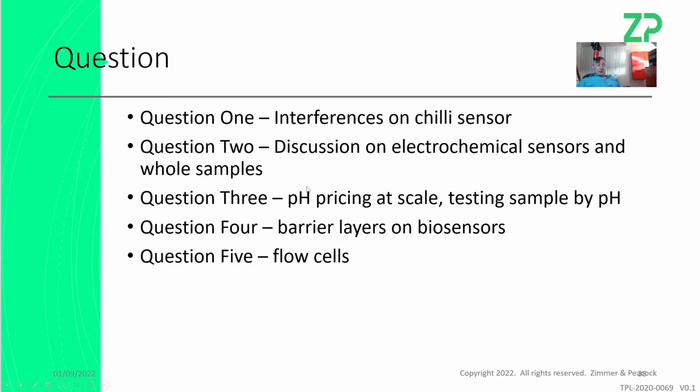Discussion on electrochemical sensors and whole samples. Yes, you can test whole blood in electrochemical sensing. pH at scale, things like 50 cents each for a million sensors. You can try that barrier layer on potassium sensors. I think it'll work, but we've never done it. And then the flow cells, hopefully there's a few links that I'll put underneath the video when I finish this, and hopefully that will help.